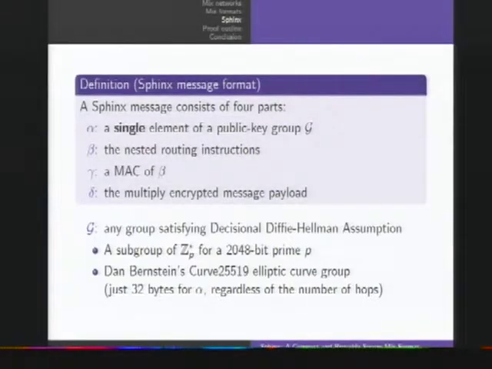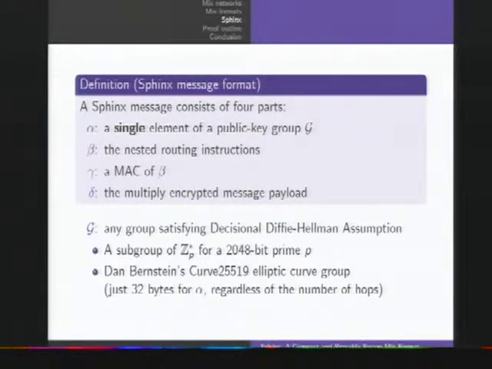So what kinds of groups are we talking about? In our implementation, which is written in Python, we have an implementation of a choice of group. You can either use ZP star for 2048-bit prime P, or you can use Dan Bernstein's elliptic curve implementation called curve 25519. A nice advantage of the latter is that, as we said before, when using elliptic curves, alpha can be just 32 bytes, okay, which is pretty short. And an important point is that there's only one alpha no matter how many hops there are. Okay? And we'll get back to that in a minute because that's a really important property of Sphinx.